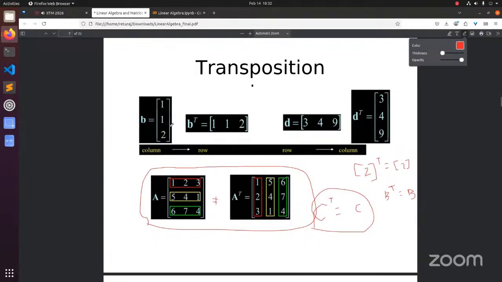And not just this, forget about matrix, if it is a column vector, it is not equal to a row vector, right? The entries are there, but here there is no column, it's a row vector. So B and B transpose are not equal. Similarly, D and D transpose are not equal. Because what is the size of this matrix? What is the size of D?